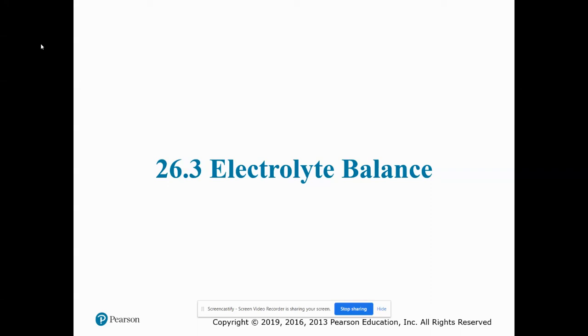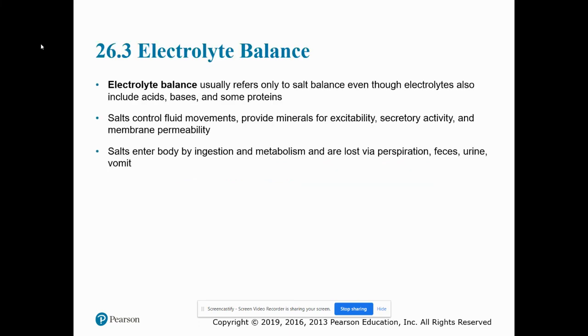We're still in chapter 26, and this is going to be on electrolyte balance, focusing specifically on sodium. But first, we will talk about what electrolyte balance is. And usually, this is going to be referring to salt balance, even though, as we went over a couple of videos ago, electrolytes also include acids, bases, and some proteins.